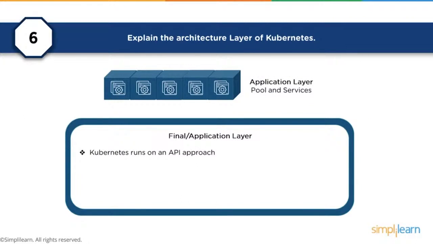And then finally, let's look at the application layer where you actually have your apps. In the application layer where you have your pods and your services, Kubernetes will use API to connect in and out of this layer.